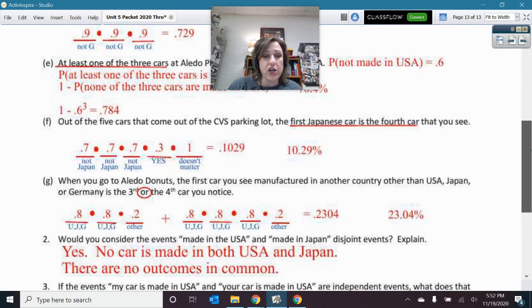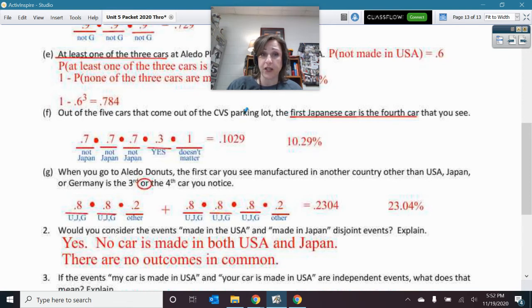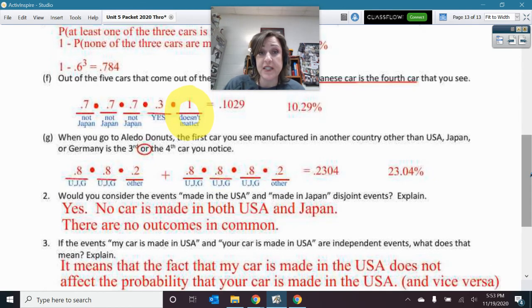All right, how about this? Out of the 5 cars that come out of the CVS parking lot, the first Japanese car is the 4th car that you see. So not Japanese and not Japanese and not Japanese and Japanese. Now, it says out of the first 5, but what's happening on the 5th one? Doesn't matter. We don't care. So that probability does not concern us. We are only referencing the order of the first 4.